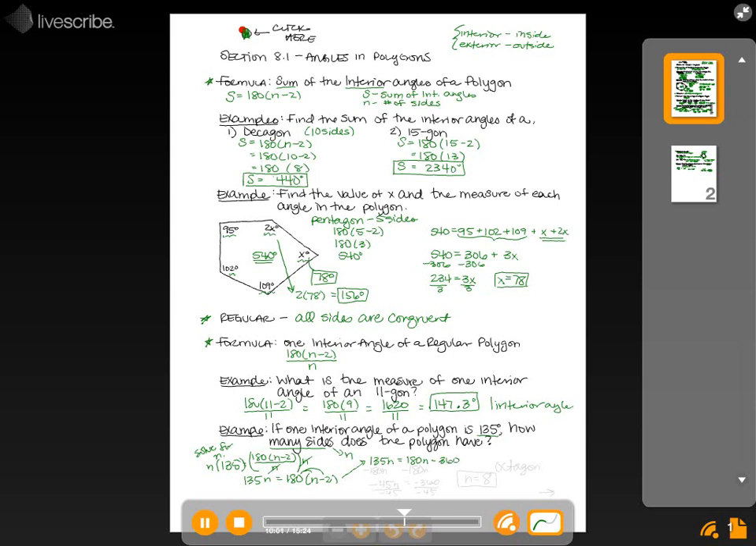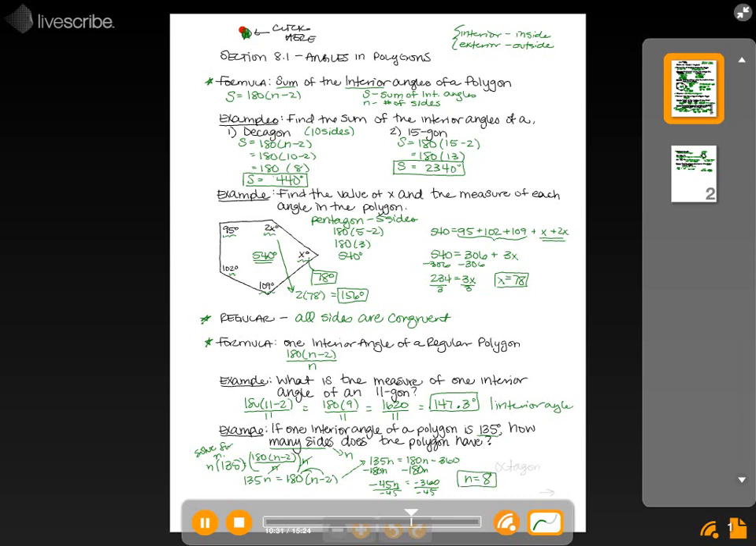Now we're going to solve this like we normally would, solve it like an algebra problem. Minus 180n from both sides. That gives us negative 45n equals negative 360. Going to divide both sides by negative 45. So n is, we're going to put that in our calculator, negative 360 divided by negative 45. n is 8.